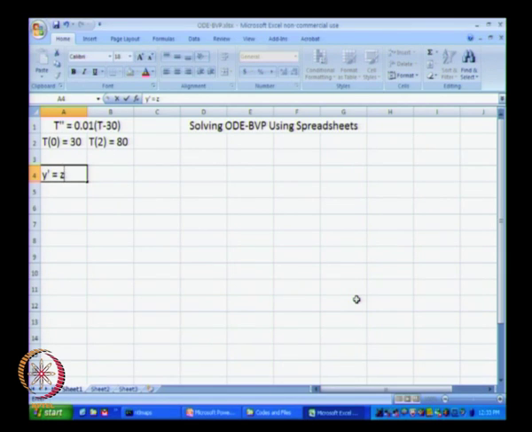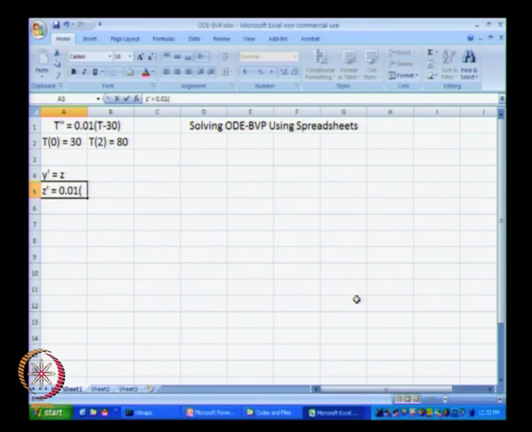That is our first equation. Our second equation is dz by dx, which is nothing but t double dash. So dz by dx is going to be equal to 0.01 multiplied by t minus 30, t in this case is y, so y minus 30. So these are our two equations in two unknowns, y and z.